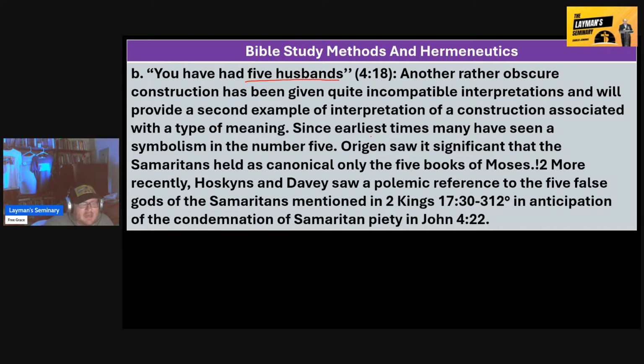Since earliest times, many have seen a symbolism in the number 5. Origen saw it significant that the Samaritans held as canonical only the 5 books of Moses. More recently, Hoskins and Davies saw a polemic reference to the 5 false gods of the Samaritans mentioned in 2 Kings, in anticipation of the condemnation of Samaritan piety in John 4:22.